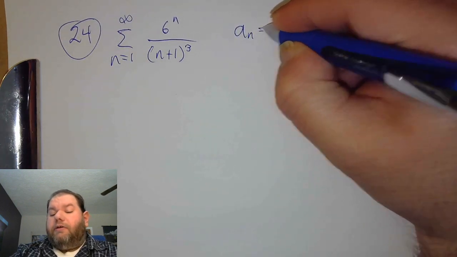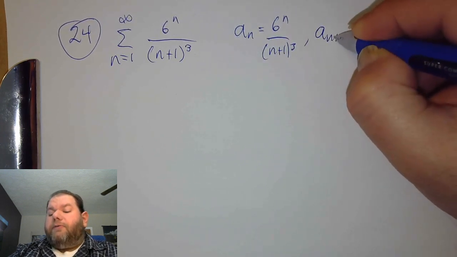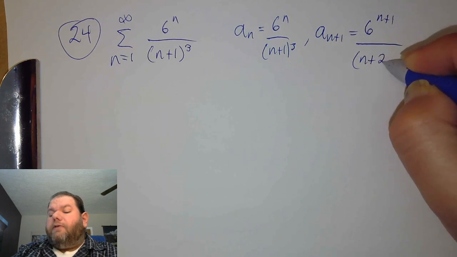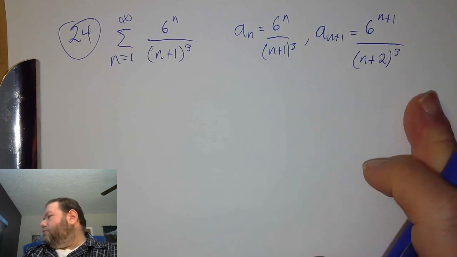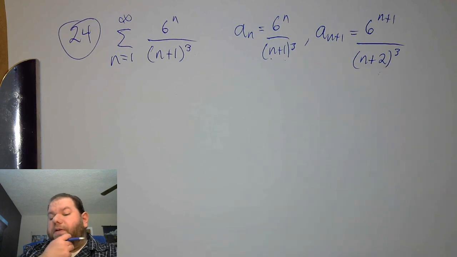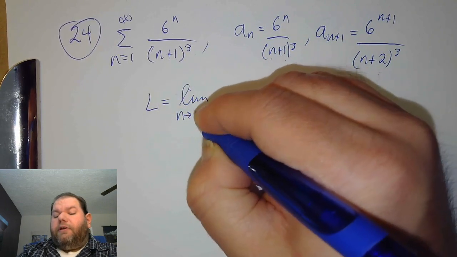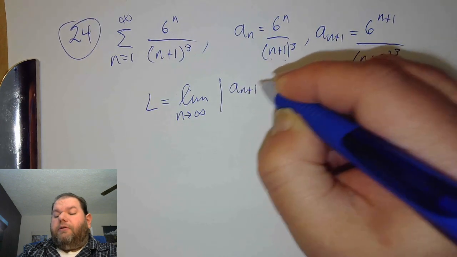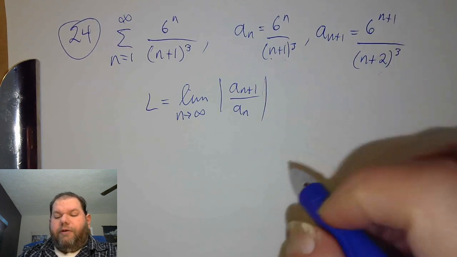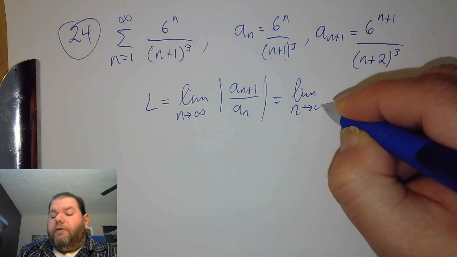So that's a n, 6 to the n over n plus 1 cubed, and then a n plus 1 would be 6 to the n plus 1 over n plus 2 to the third, because we would just add 1 to the n, which makes this 1 larger inside, n plus 2. Alright, so we want L equals the limit as n goes to infinity of a n plus 1 divided by a n. And again, we have the absolute value, but there's no alternating terms here, so we're okay. We don't need to put absolute value. All of our values are positive already, so there's no need for it.